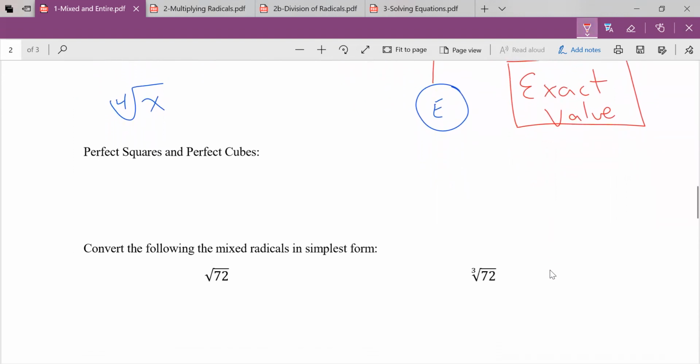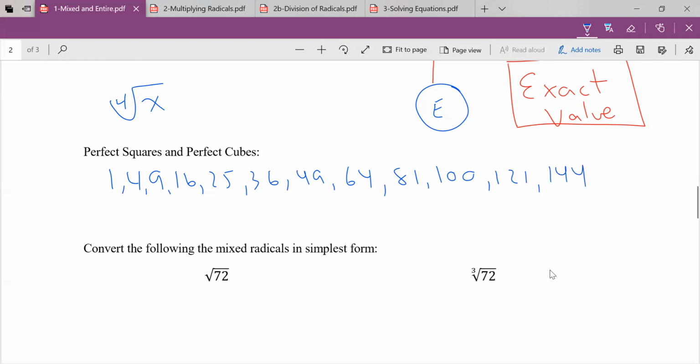Before we go on, let's go back. One of the things you should really know are your perfect squares or your perfect cubes. Squares: 1, 4, 9, 16, 25, 36, 49, 64, 81, 100, 121, 144. This list keeps going, but usually if you know up to 12 squared, you're good. Perfect cubes: 1 cubed is 1, 2 cubed is 8, 3 cubed is 27, 4 cubed is 64, 5 cubed is 125, 6 cubed is 216, 7 cubed is 343, and so on and so forth.